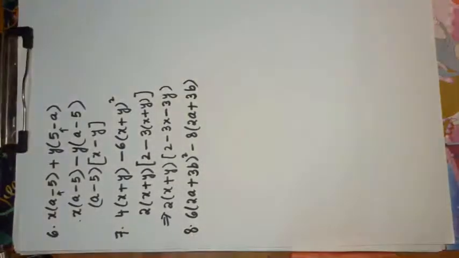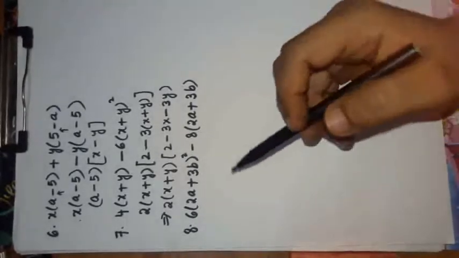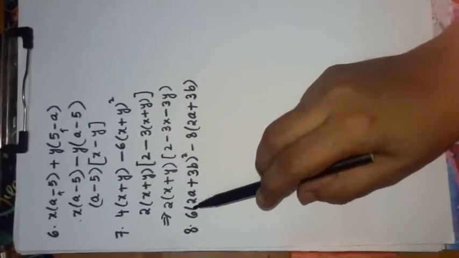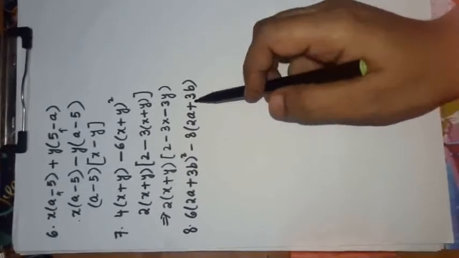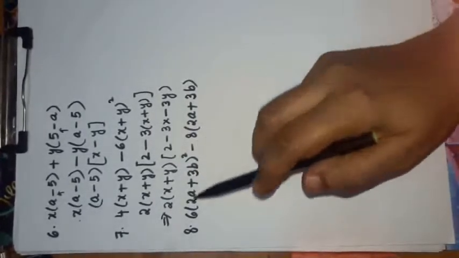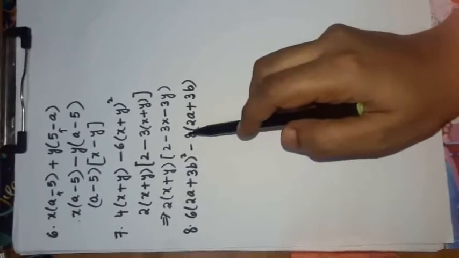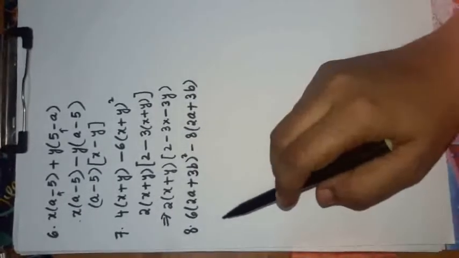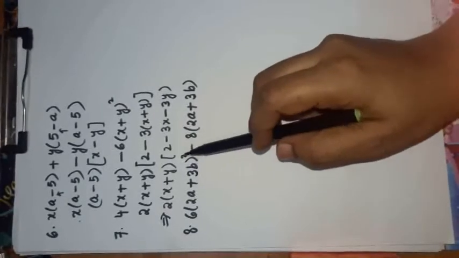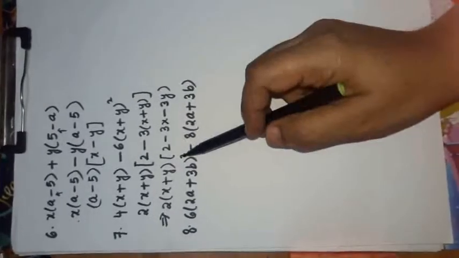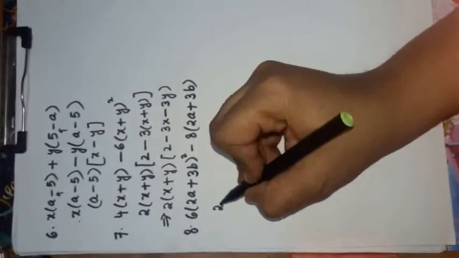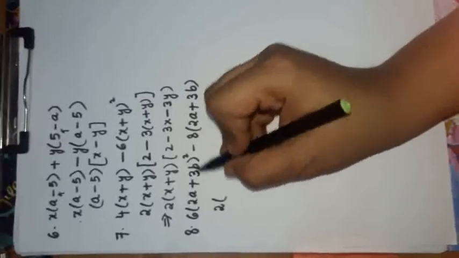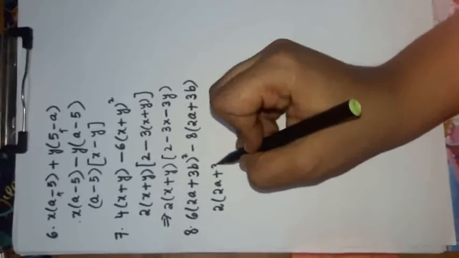Fine. Now let us go to the 8th problem, that is 6 of 2a plus 3b whole square minus 8 of 2a plus 3b. So over here again 6 and 8 are there. 6 and 8 means the table of 2, just 2 you can take common. Now here 2a plus 3b whole square, 2a plus 3b. Here square is there, here just without square, one time. So clearly you can take 2 common over here and 2a plus 3b common.